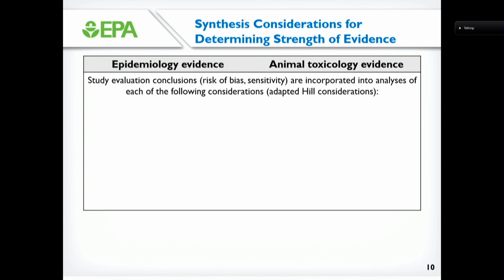And so here, now, again, this is sort of leading up to, now we're moving into evidence synthesis. And right now we're thinking about trying to look at different lines of evidence, human and animal, sort of separately, and reaching conclusions about how confident we are on those individual lines of evidence. So one input right now are sort of the study evaluation conclusions that, again, are assessed at the individual study level. And now we're moving into sort of adapted Hill considerations.